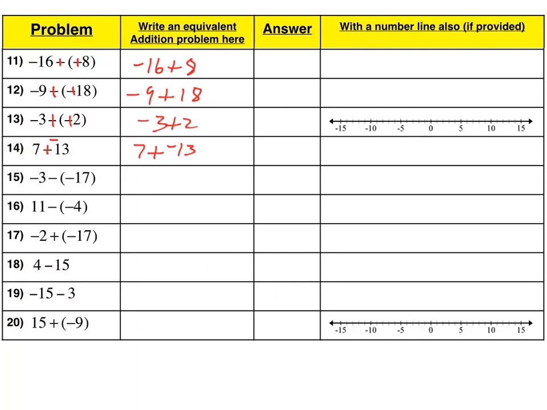Now, answers. Number 11, we have 8 more negatives than positives. Number 12, we have 9 more positives than negatives. Number 13, we have 1 more negative than positives. Number 14, we have 6 more negatives than positives. And then in number 13, we're supposed to use a number line. We start at negative 3, and that was subtract negative 2. So that says go left, no, turn around and go right 2, and we're right there at negative 1. Okay, finish off the worksheet, please.